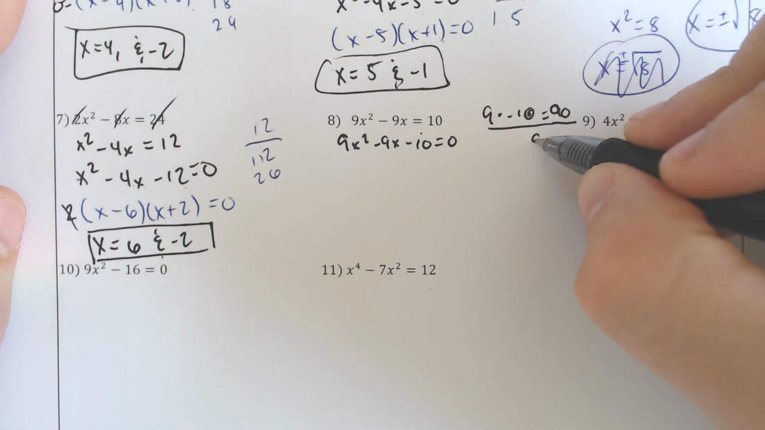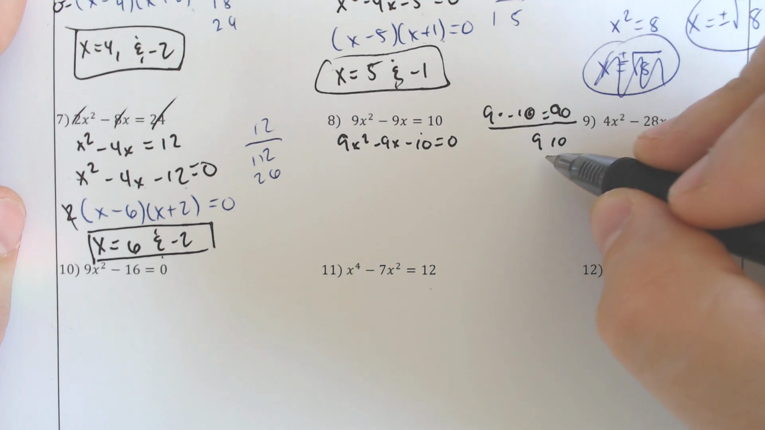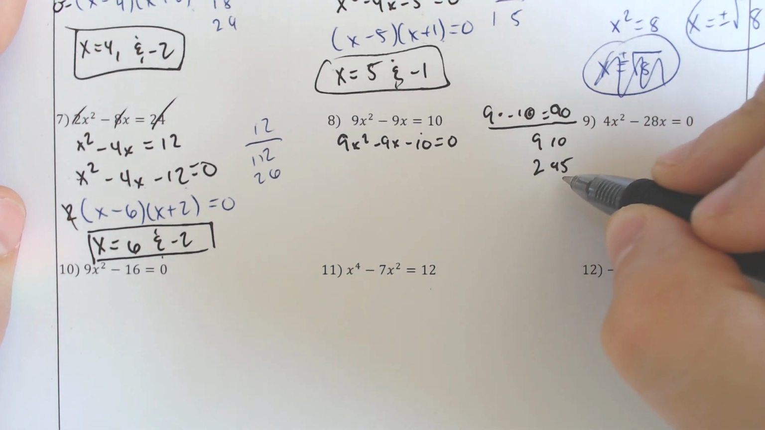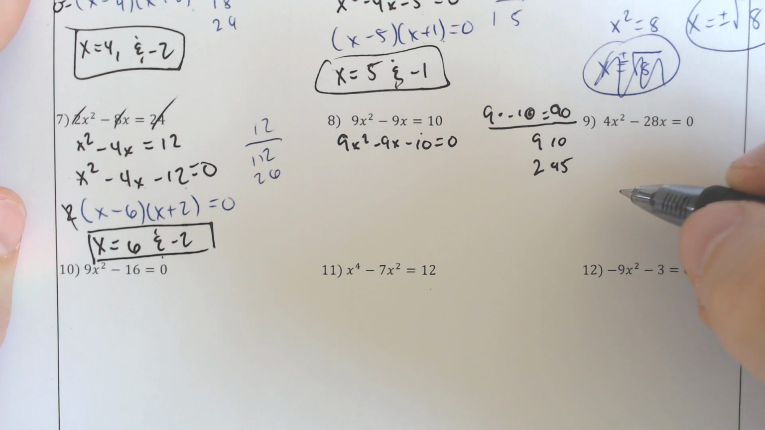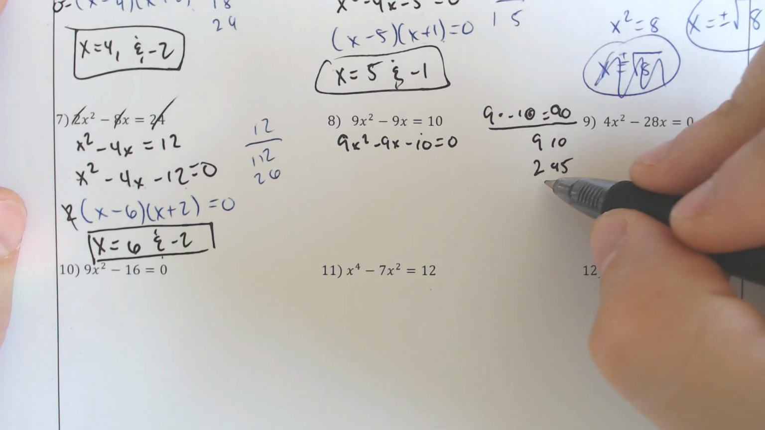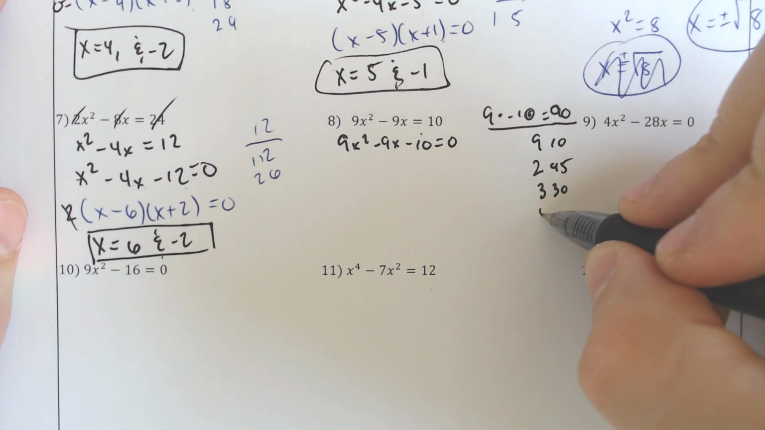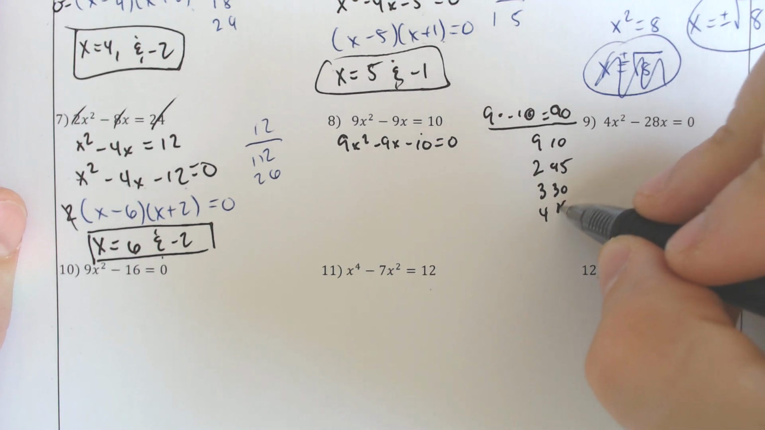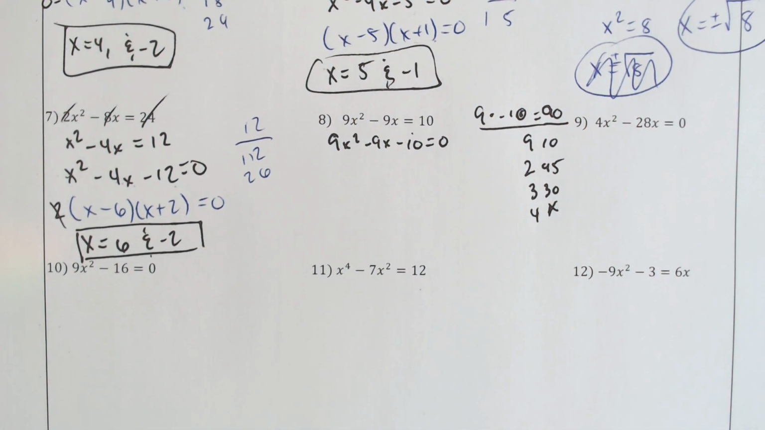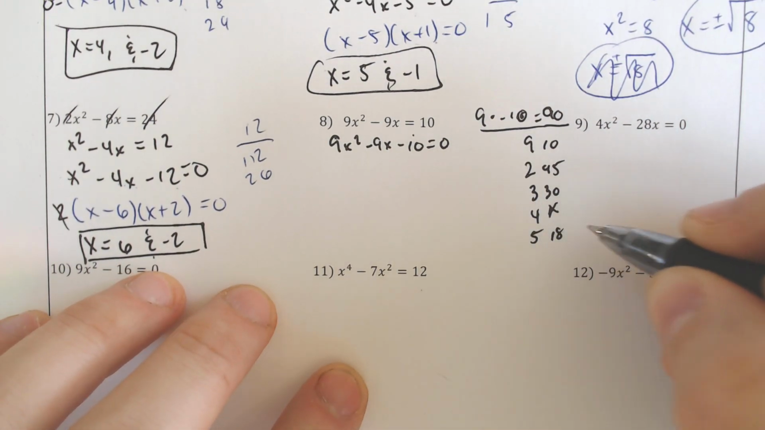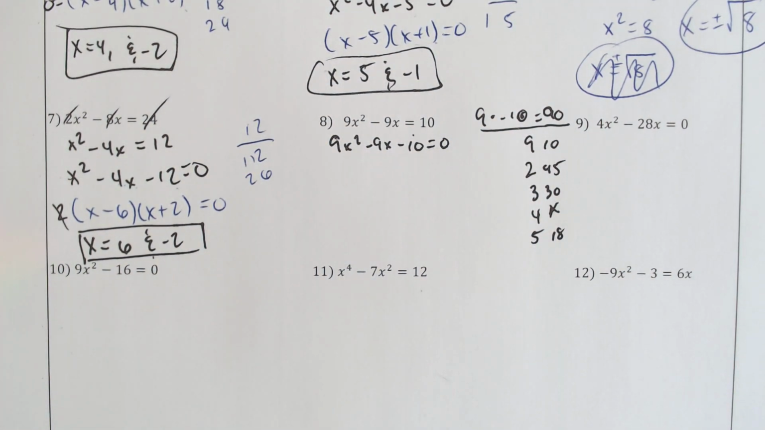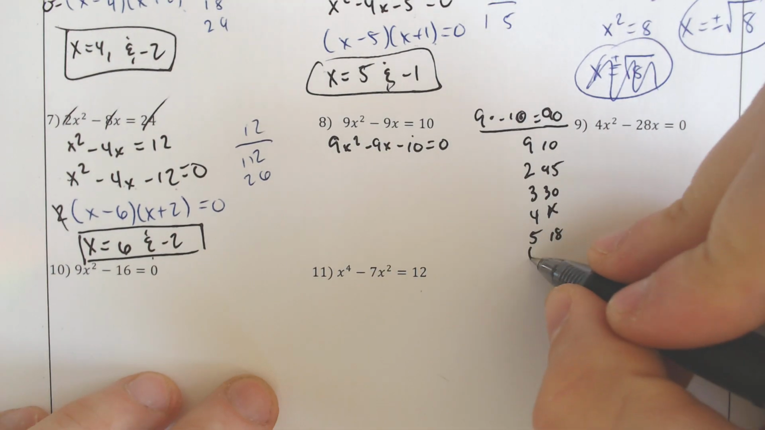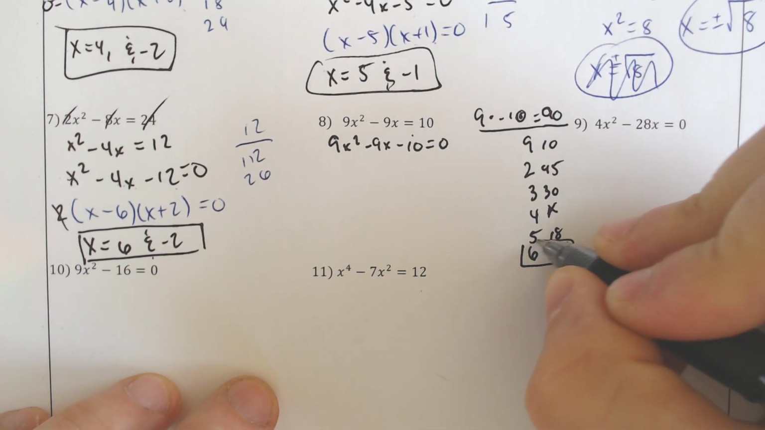Well, we got 9 and 10. That's not it. We got 2 and 45. That's not it. Let's see. We got 3 and 30. We got 4 and I think 15. No, 4 and 20. I don't think 4 works. What's 90 divided by 5? I need a calculator. 90 divided by 5 is 18. 5 and 18, that's not it. 90 divided by 6 is 15. I think that's the one. 6 and 15. Found it.